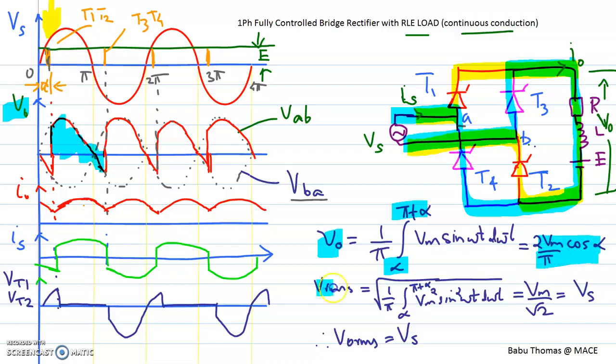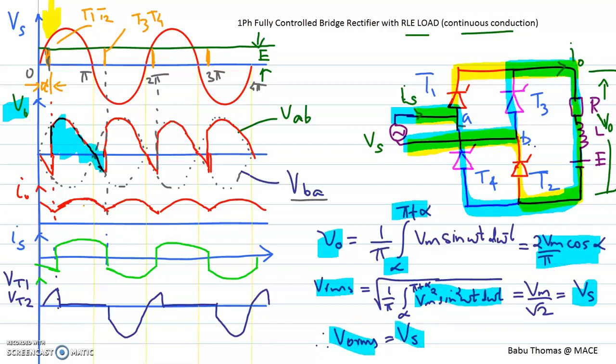Similarly, the RMS value of output voltage Vrms is the root of 1 by pi integral alpha to pi plus alpha Vm square sin square omega t d omega t. You will get the value Vs. So therefore you can say that the RMS value of output voltage is the same as your source voltage Vs itself.